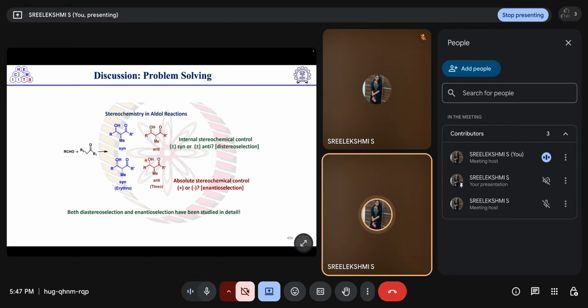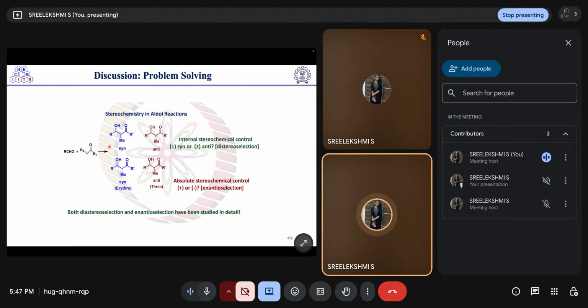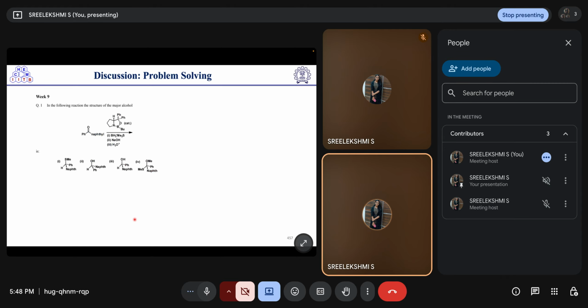Now, for the stereochemistry of the aldol reaction, we can have a diastereoselective reaction, because there are four possibilities. So either syn, anti-syn, erythro, or anti-threo can be formed. So both stereoselectivity and diastereoselectivity have been discussed. Now we will come to the week 9 assignment questions.